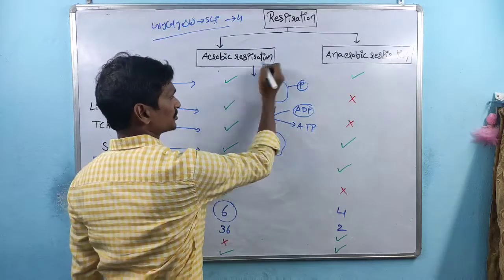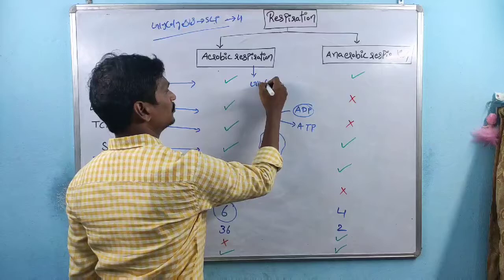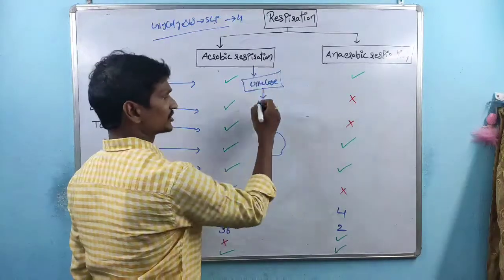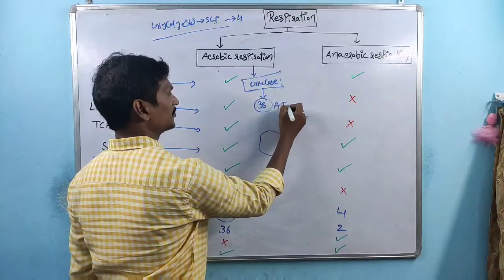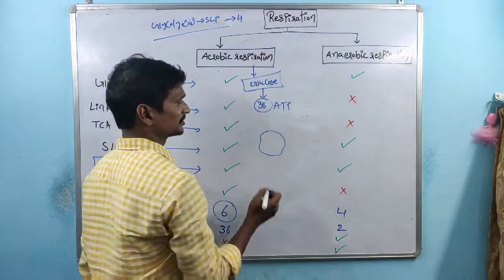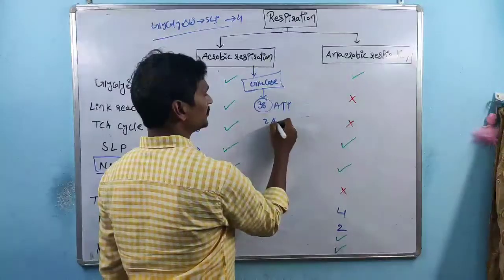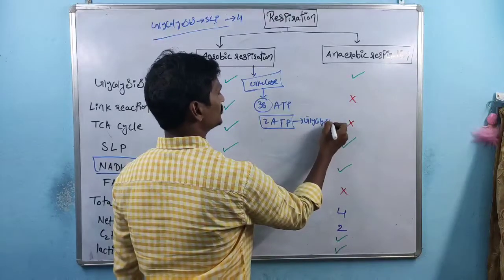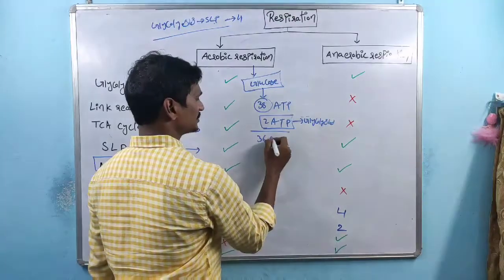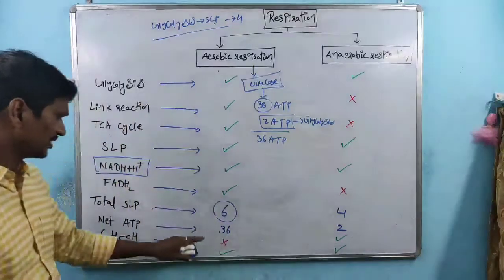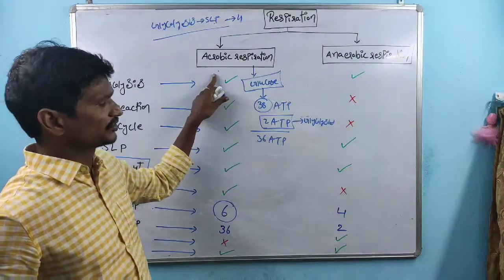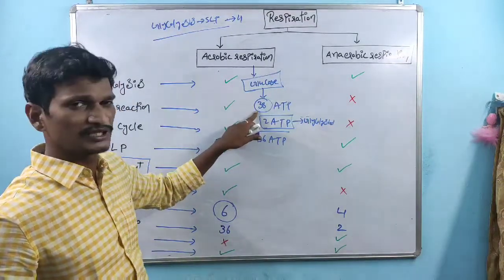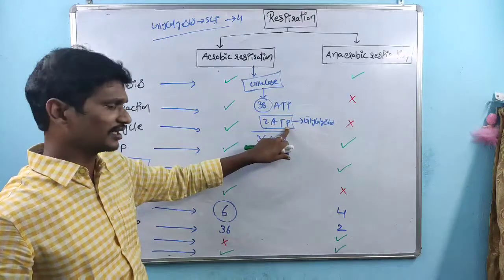Now, complete oxidation of glucose. Complete oxidation of a glucose molecule in the aerobic respiration process produces 38 ATPs. Of that, 2 ATPs are utilized in the glycolysis process. So the net gain is 36 ATPs. In the aerobic respiration process, the net gain of ATPs is 36, but the complete oxidation of glucose produces 38 ATPs. 2 ATPs are utilized in glycolysis.